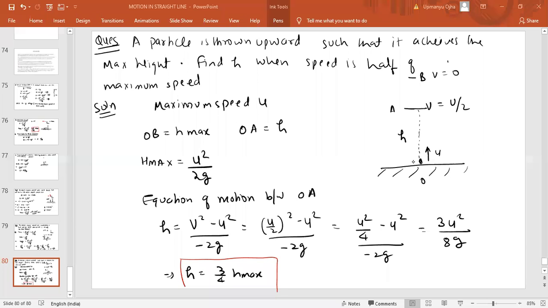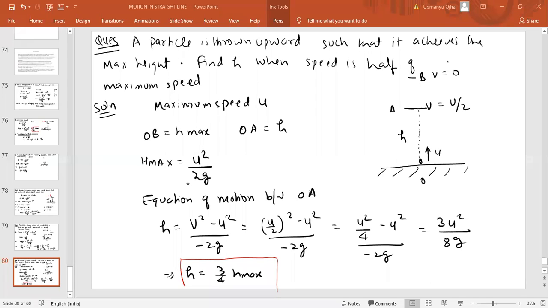Now, if I apply the equation of motion between O and A, O is the initial point where we are throwing, A is that point where the particle speed is u by 2. So displacement h is equal to velocity at A squared minus velocity at O squared, divided by minus 2g. Velocity at A is u by 2, so it is u by 2 whole square minus u square, by minus 2g. If you solve, you'll get h equal to 3u square by 8g. We can further modify this expression: h max equal to u square by 2g. So if you put the value here, you will get h equal to 3 by 4 of h max. Okay, fine.